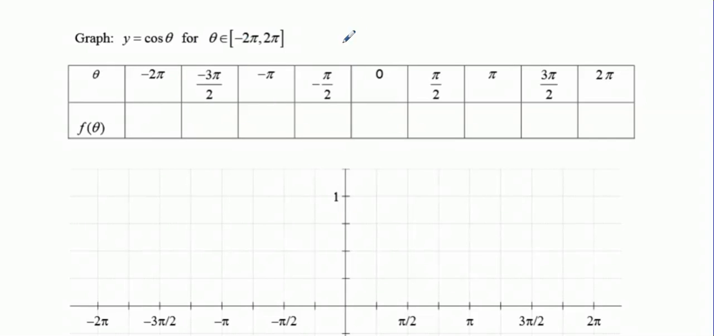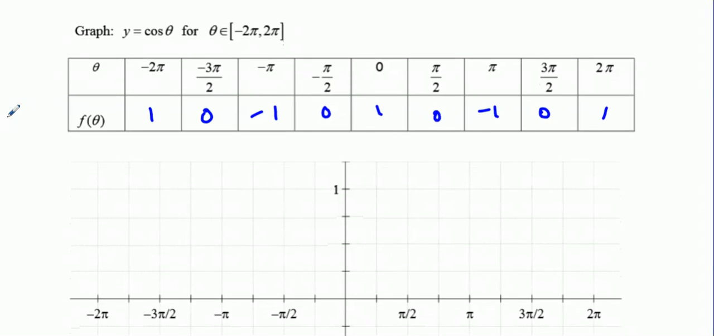And so if we do that, cos at negative 2 pi is 1. The cos at negative 3 pi by 2, which is really pi by 2, is going to be 0. Negative pi, that's negative 1. Negative pi by 2 is 0. Then 1, 0, negative 1, 0, and back to 2 pi, and we're at 1 again. Okay, so you're just using your unit circle to generate all of those values.